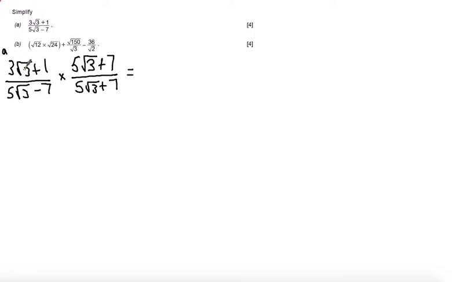When we expand this, I get 3 times 5, which is 15, times root 3 squared, plus 5 root 3 times 1, which is 5 root 3. I then have 7 times 3 root 3, which is 21 root 3. And then finally 1 times 7, which is 7.